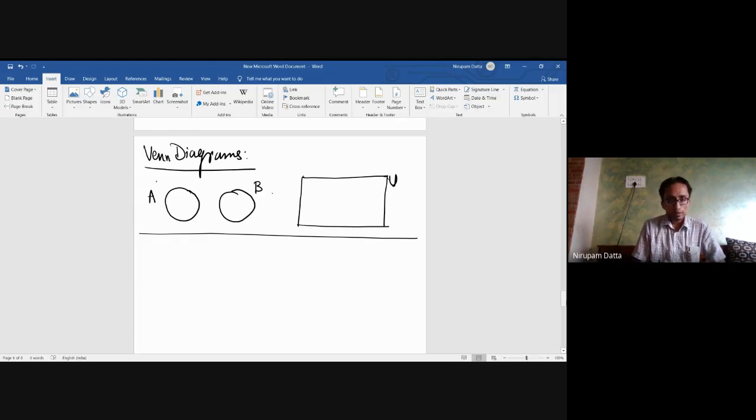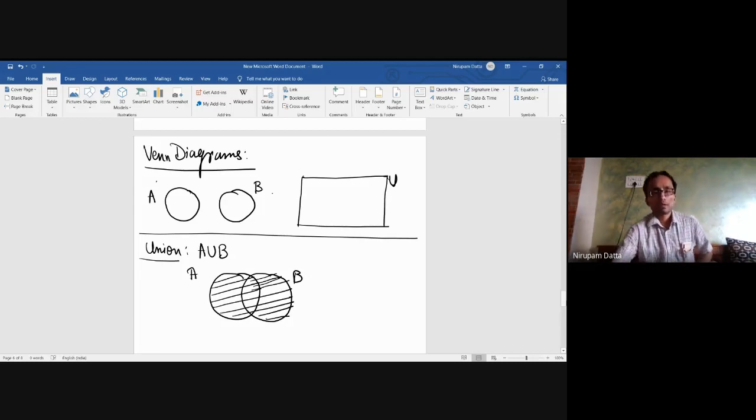Okay. Now, when we say union of two sets, that is A union B, we will represent this as follows. This is B, this is A. So this entire shaded area will represent A union B. That means it is contained either in set A or in set B.